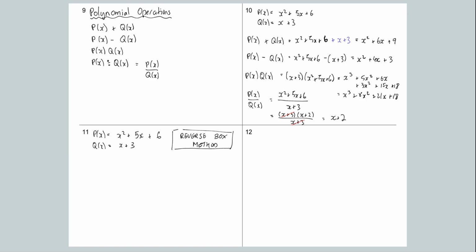If you want the fancy schmancy language, sum, difference, product, quotient is the result from each of those operations. And that kind of makes sense as well. So it basically means how many times does x plus 3 go into x squared plus 5x plus 6? And the answer is x plus 2 times.